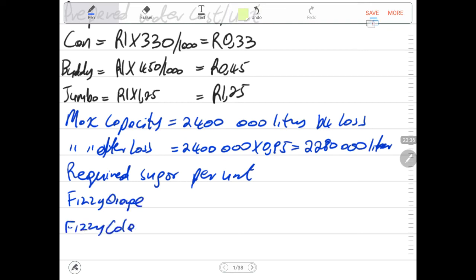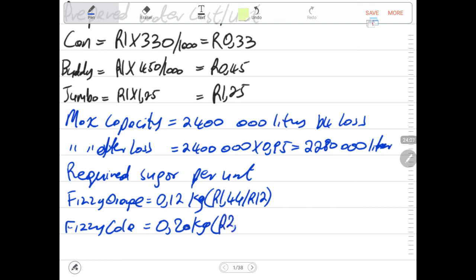We have fizzy cola. For fizzy orange, we have seen that we got 0.12 kgs of sugar, which was R1.44 divided by 12 rand per kg. Then for fizzy cola, we got 0.20 kgs. That means we need 0.2 kgs of sugar for a liter of water, or liter of a drink. Then this was R2.40 divided by 12 rand.